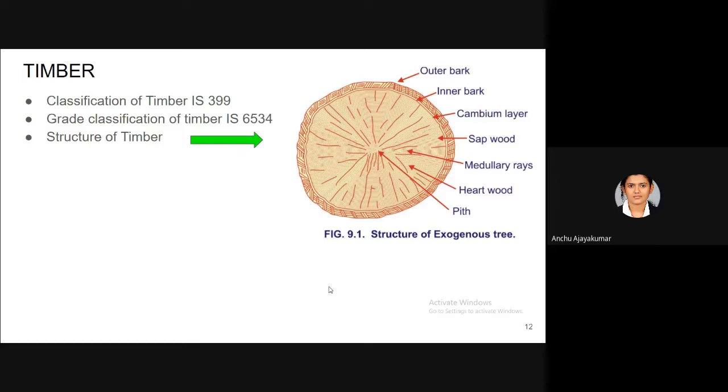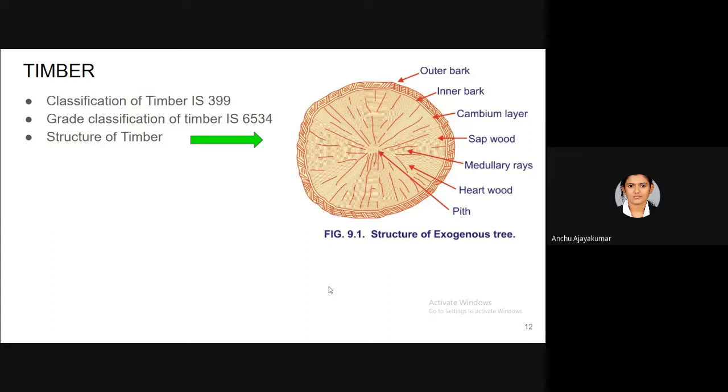Next important part of the material from which you can expect a greater number of questions is the timber part. The classification of timber and the grade of timber classification. These two are mentioned in Indian Standard Codes IS 399 and IS 6534 respectively. So we have to know the structure of the timber. Then only we can go into the decay and defects, diseases in timber and all.